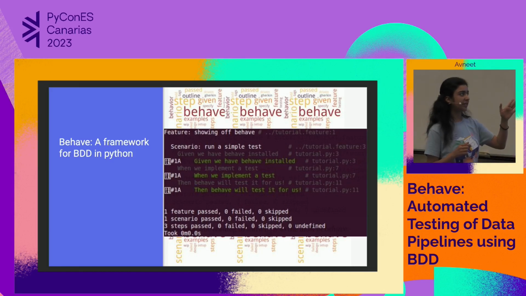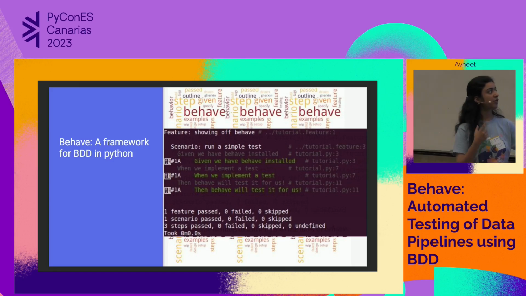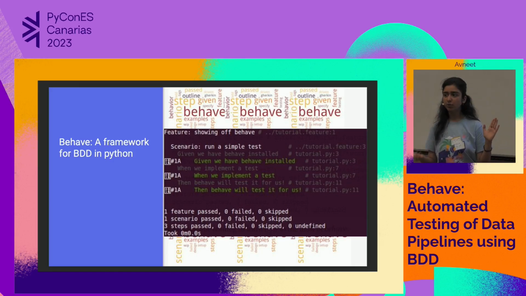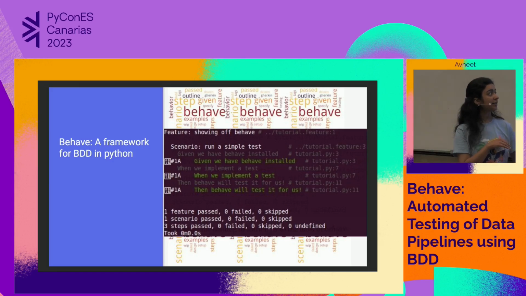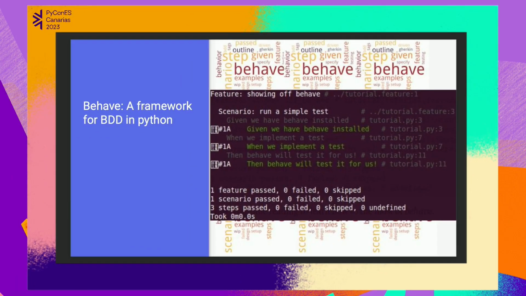On the right side, you can see an execution of a test that has been written with this in mind. As I talked about, we define the features before, and this feature is called showing off behave. Then in the scenario, we have running a simple test. As you can see on the right, we have all of these feature files, and for each feature file, we have a subsequent Python file. In that Python file, we define the functionality of the test that we are going to execute.